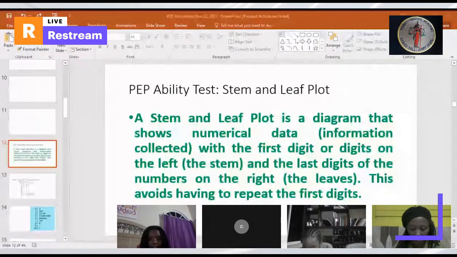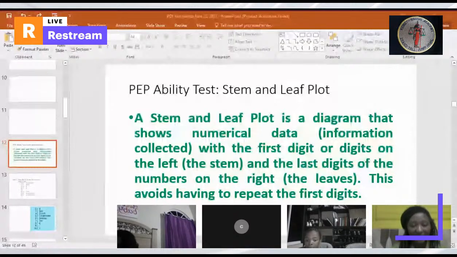A stem and leaf plot is a diagram that shows numerical data, information collected with the first digit or digits on the left, the stem, and the last digits of the numbers on the right, the leaves. This avoids having to repeat the first digits. All right, so let me show you what that looks like.